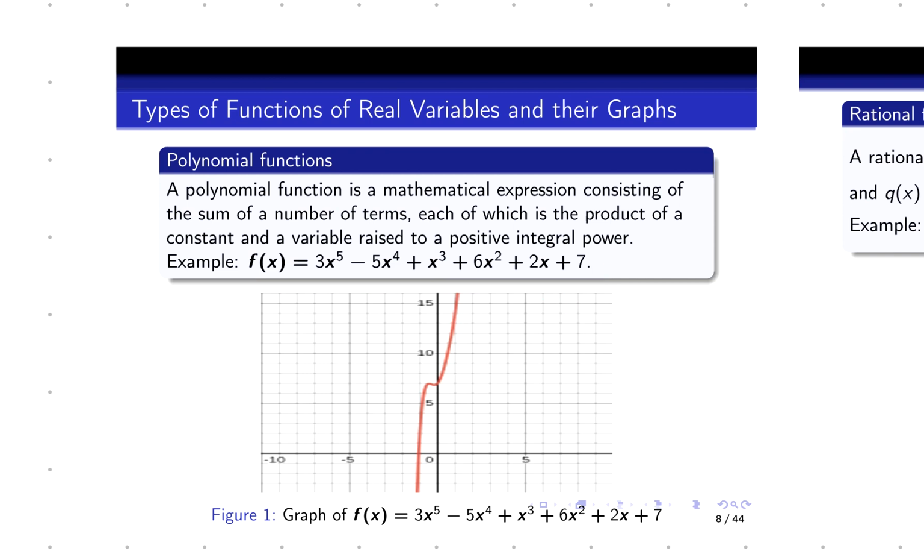Poly means many. Nomial means terms. So it is a function with many terms. And the one particular thing is that the powers are integers, they are whole numbers. So f of x equals 3x raised to power 5 minus 5x raised to power 4 plus x cubed plus 6x squared plus 2x plus 7 is a very good example.